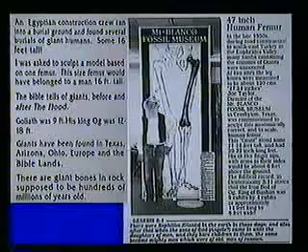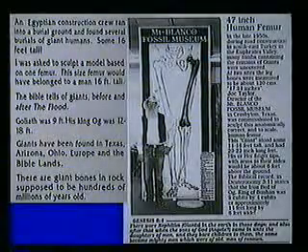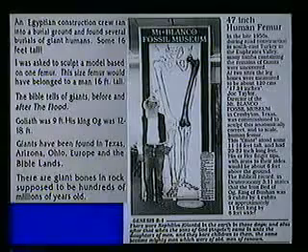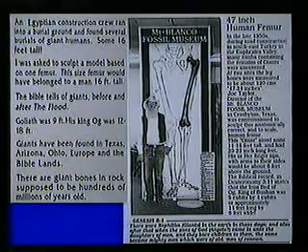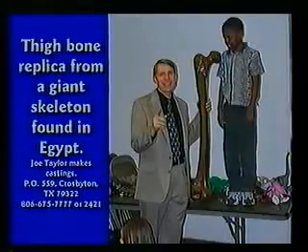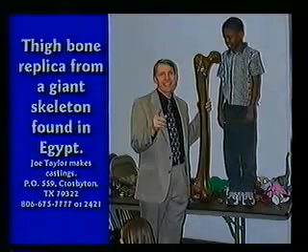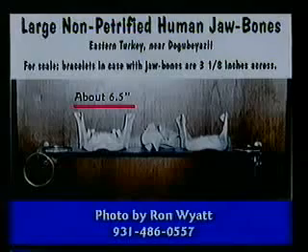Giant skeletons have been found in Texas, Arizona, Europe, Ohio, and in the Bible lands. There are giant bones in rock supposed to be hundreds of millions of years old. That's the problem, is that stupid evolution theory that hinders people from doing research. Here's a kid standing next to the replica of the thigh bone here that was found in Egypt. In Turkey, giant skeletons, giant jawbones are on display right now.